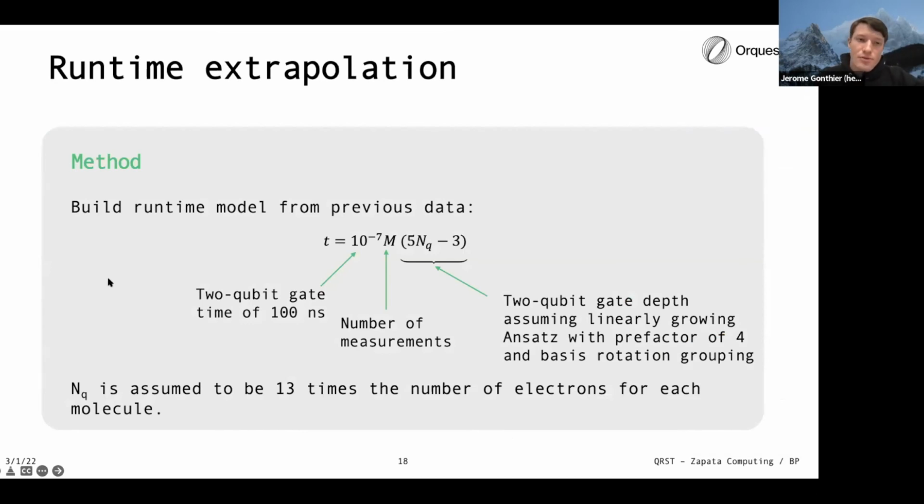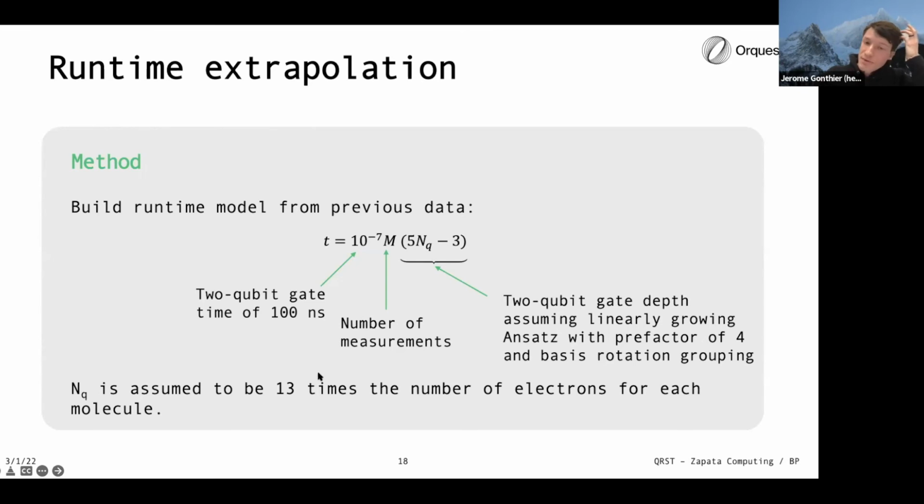So that gets us to the runtime extrapolation itself. We built a runtime model from the previous data. Here we assume 2 qubit gate times of 100 nanoseconds, on par with superconducting architectures, multiplied by the number of measurements, multiplied by the depth of the ansatz. Here we assume the depth of the ansatz is growing linearly with the number of qubits. That's an optimistic assumption. And then we also took into account this basis rotation grouping that adds a circuit. And that's how we get to this 5n qubit minus 3.